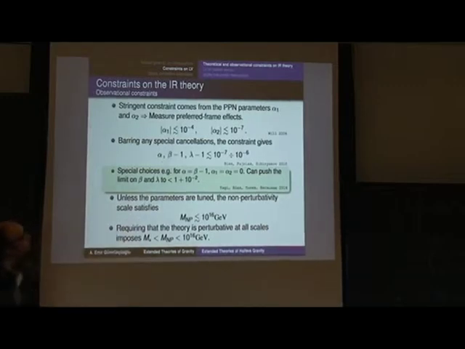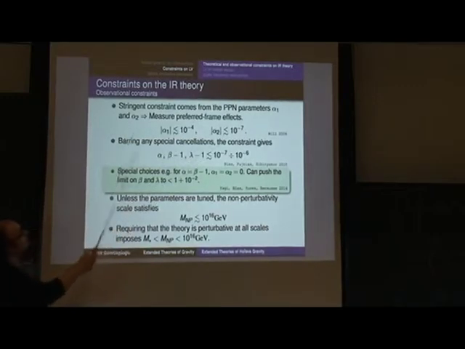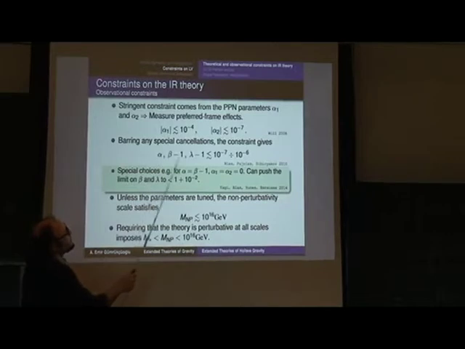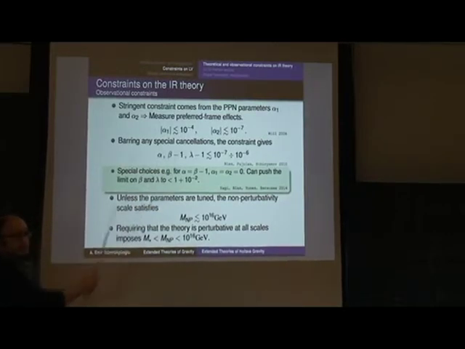The stringent constraints come from the PPN parameters alpha 1 and alpha 2, which measure the preferred frame effects. And if, again, you assume that the departures of these parameters from the GR values are of the same order, then you end up with a 10⁻⁷ type bound. Diego also talked about the special case, which is a different relation in this language, where you can have a larger bound. But assuming that the parameters are not tuned, so there are no cancellations and everything is of the same order, you can estimate the upper bound on the strong coupling scale as 10 to the 16 GeV.